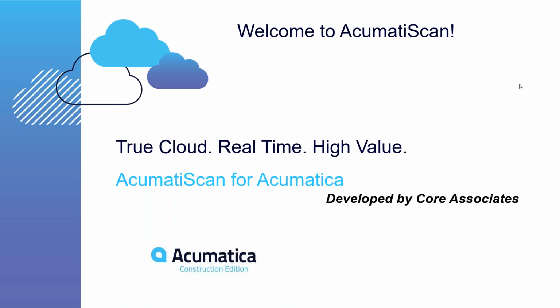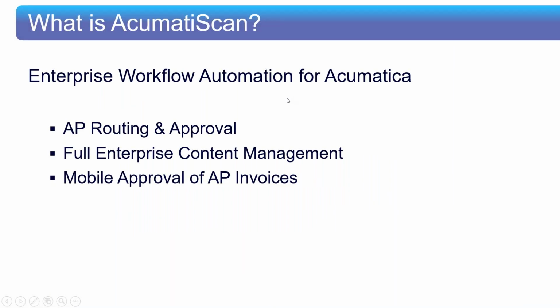Welcome to a presentation of AcumatiScan by Core Associates. AcumatiScan is an enterprise workflow automation system that was built around the concept of AP routing and approval. Over the course of time, it has expanded beyond just accounts payable to include all documents and content that can be managed, routed, and stored within AcumatiScan and also viewed in Acumatica.